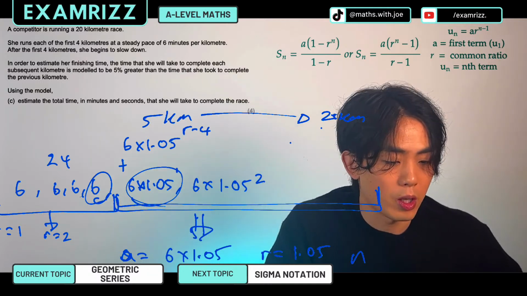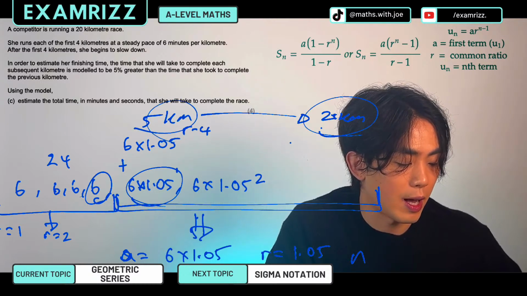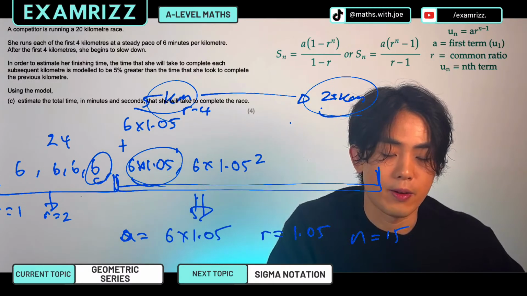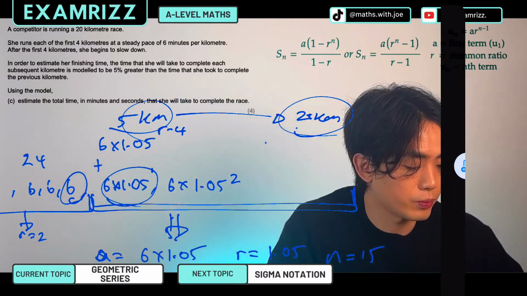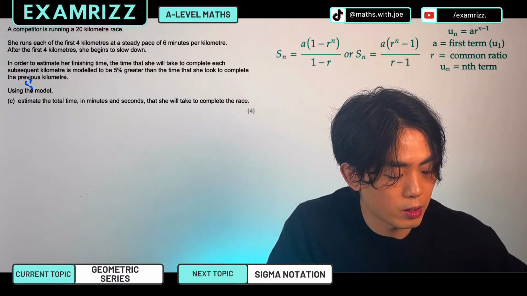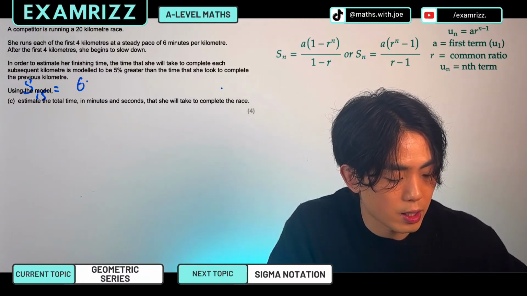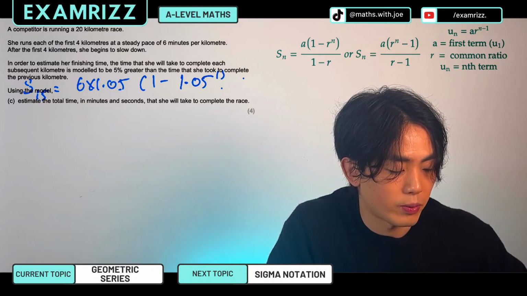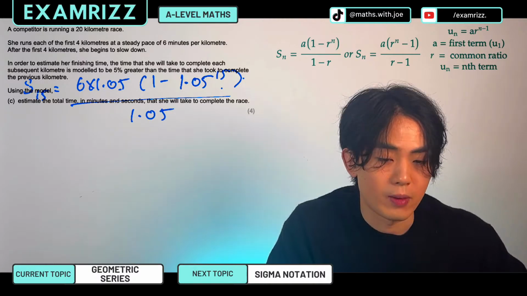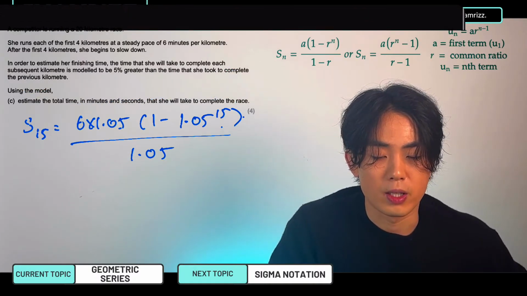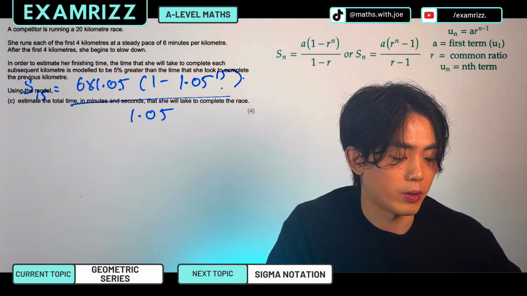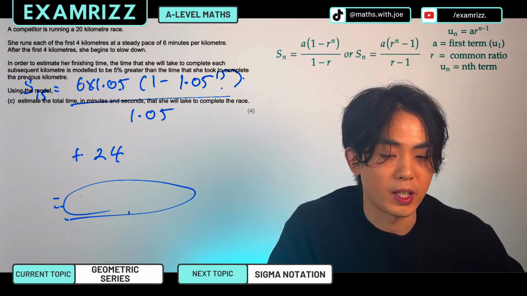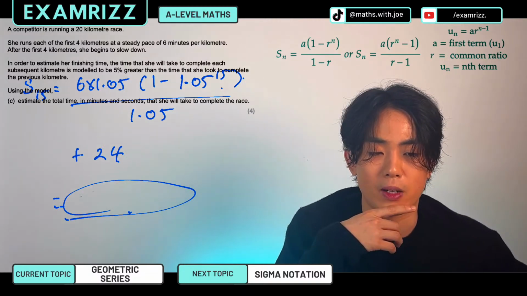And our N, well, we're going from the 20 kilometers to 5, so our N is going to be equal to 15. And so we got our A, R, and N values, and we can just simply go ahead and plug it in. So S15 is A, which was 6 times 1.05, times 1 minus R, which is 1.05 to the power 15, over 1 minus 1.05. And this is now the sum for the 5th to 20th kilometer. We add the first 4 kilometers, which is 24, and this will give me the overall time that it takes for her to complete the marathon.